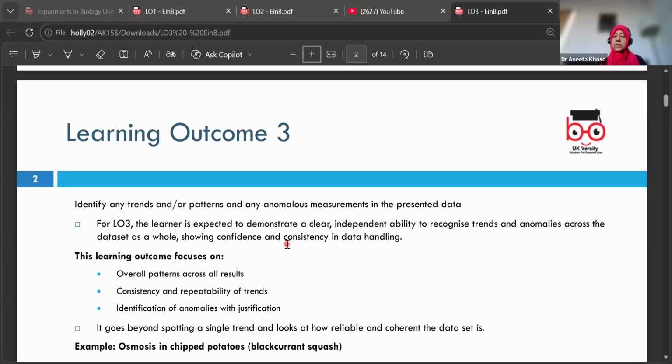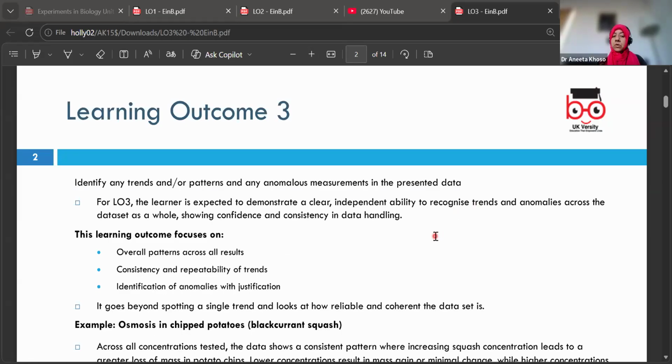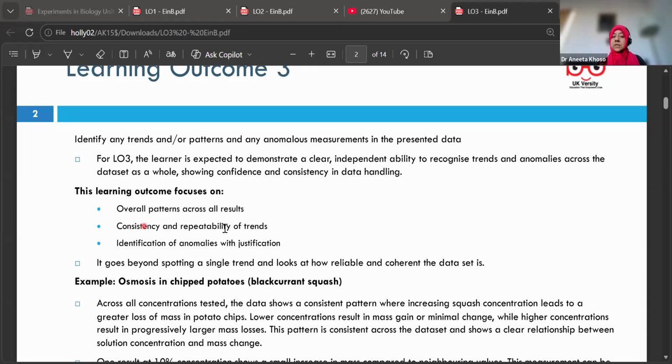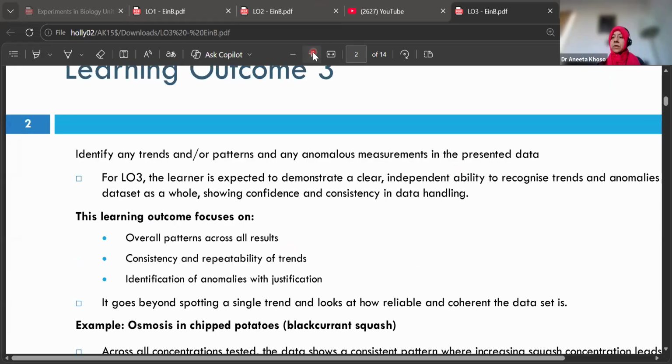This learning outcome focuses on the overall patterns across all results, consistency and repeatability of the trends, and identification of anomalies with justification. So it's not just identification of the anomalies, but also justifying why you see these anomalies and what could be the remedy for this. It goes beyond spotting a single trend and looks at how reliable and coherent the data set is. So you need to see the quality of the data set. What is the data set actually telling you about?